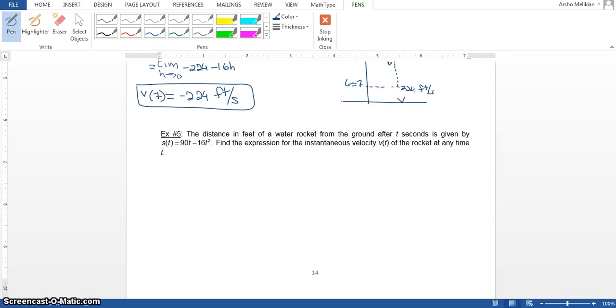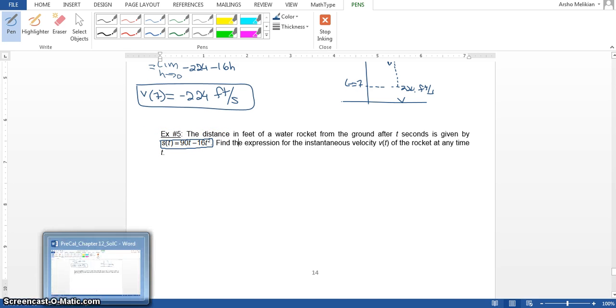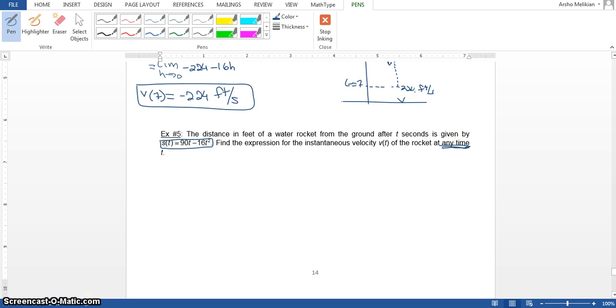The height in feet of a water rocket from the ground is given by this. So this is the distance, given in terms of s of t this time. s of t, d of t, these are the common variables for position. Find the expression for the instantaneous velocity of the rocket at any time t. It's telling you at any time t, so this is like the homework problems that you did, where you had to just find the equation for the slope. Okay?